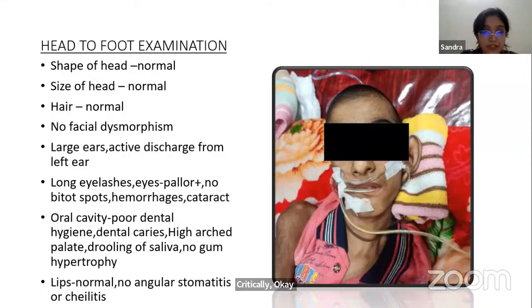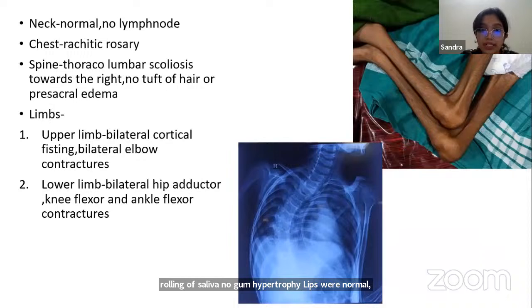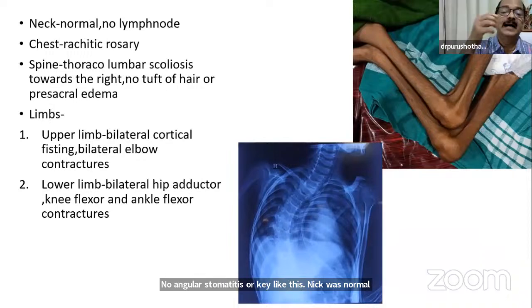No facial dysmorphism, large ears, active discharge from left ear, long eyelashes, eyes there was pallor, no Bitot's spots, hemorrhages or cataract, oral cavity there was poor dental hygiene with dental caries, high arched palate, drooling of saliva, no gum hypertrophy, lips were normal, no angular stomatitis or cheilitis, neck was normal, no lymph nodes were palpable.